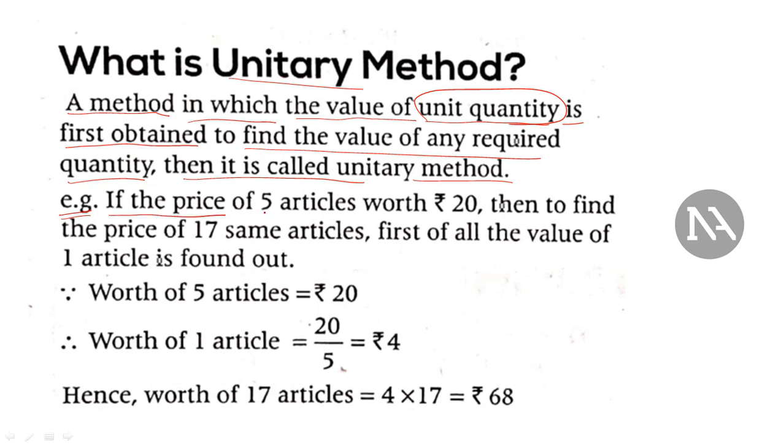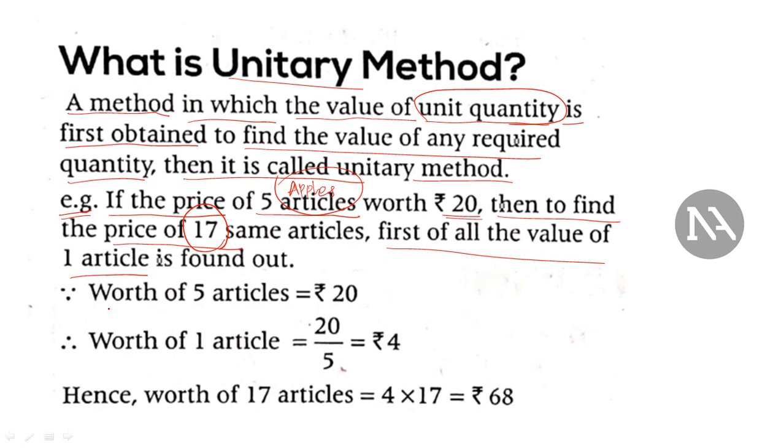If the price of 5 articles, so instead of articles you can take apples, the price of 5 apples is rupees 20, right? Then find the price of 17 articles. We are going to discuss how we can find out the price of 17 articles with the help of one article price. So first we have to find out the value of one article.